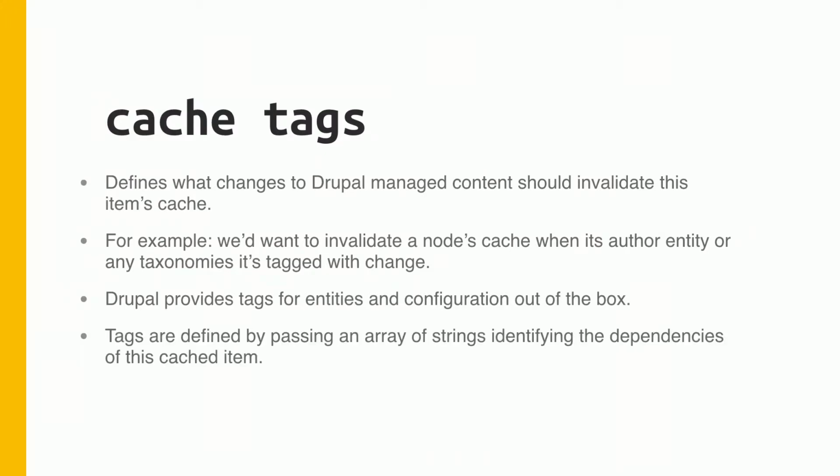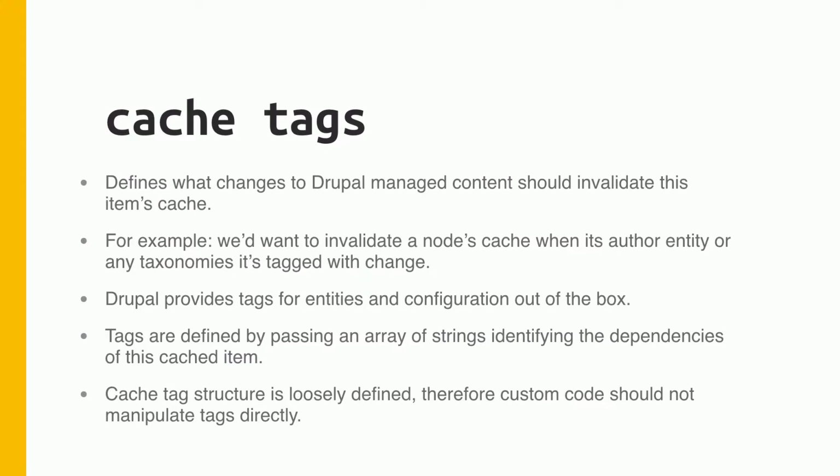The last thing that's a little weird about them is that tags are usually defined similar to contexts. It's just an array of strings that define whatever this identifier is. So it might be like node:123, user:12, taxonomy_term:13, or whatever those dependencies are. It's just an array that's set on that render item. So anytime those entities change, Drupal goes through its cache table to find anything that references it and just resets it.